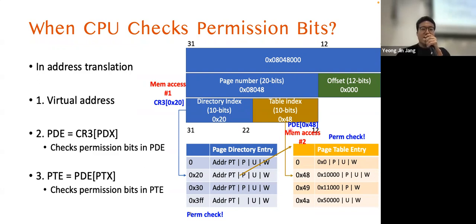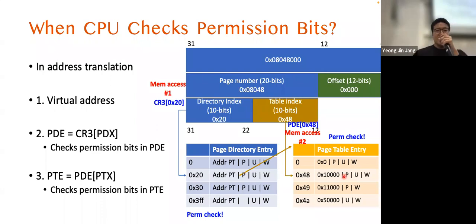So the important thing here is that there are two positions where we check the permission of the memory. Whenever we translate the virtual address, we first check the memory permission at the page directory, and then we also check the page permissions at the page table. So there are two checks.